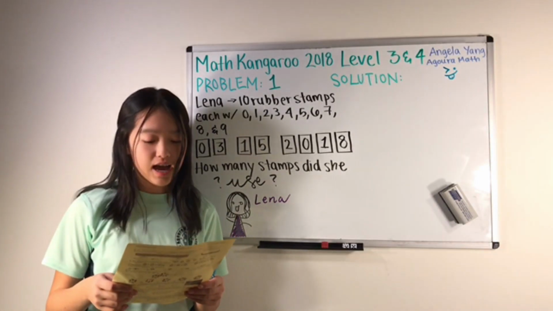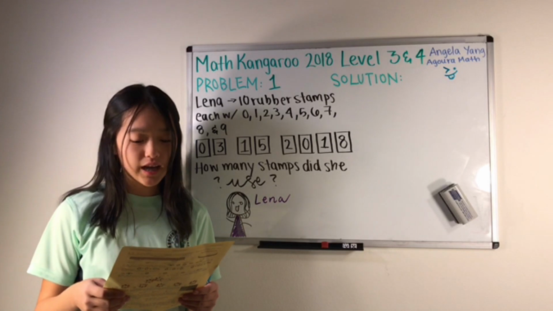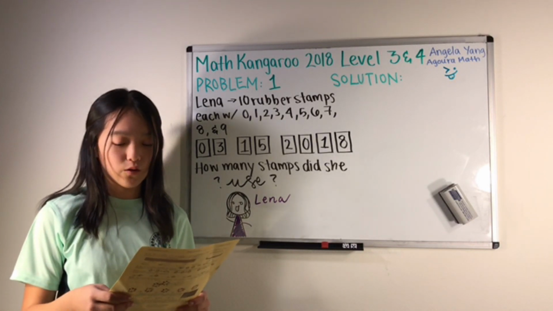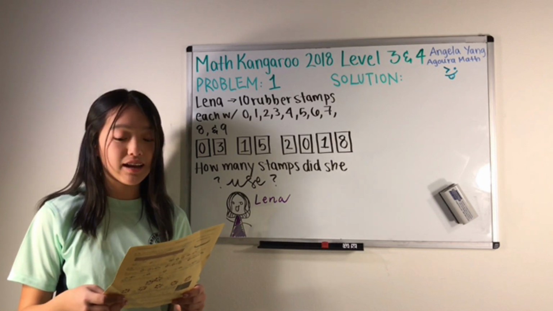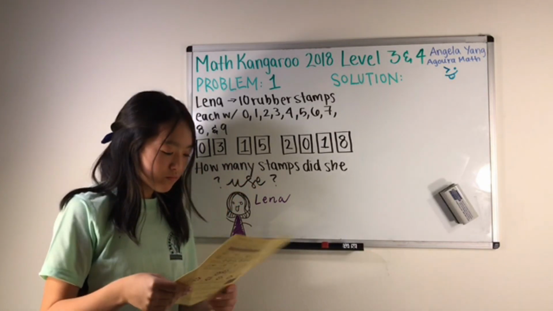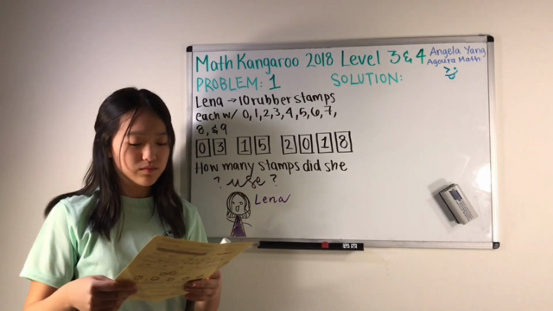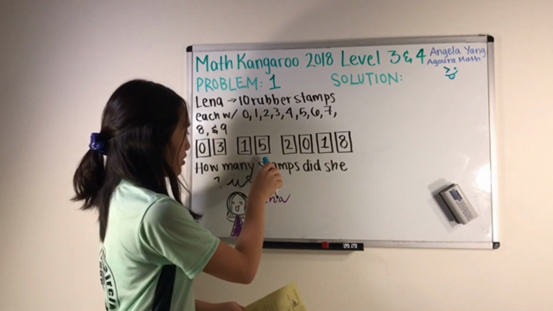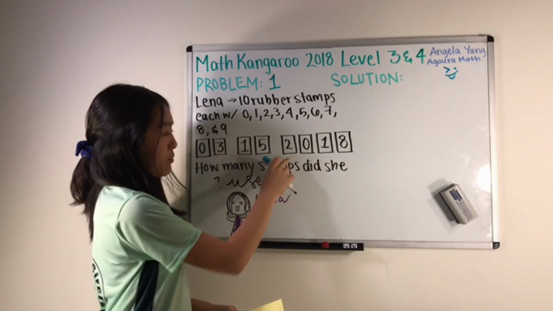Problem number 1 says, Lena has 10 rubber stamps. Each stamp has one of the digits 0, 1, 2, 3, 4, 5, 6, 7, 8, and 9. She stamps the date of the Math Kangaroo contest. How many of the stamps does she use? So, in simple words, all I have to do is count the number of distinct digits that are up here.